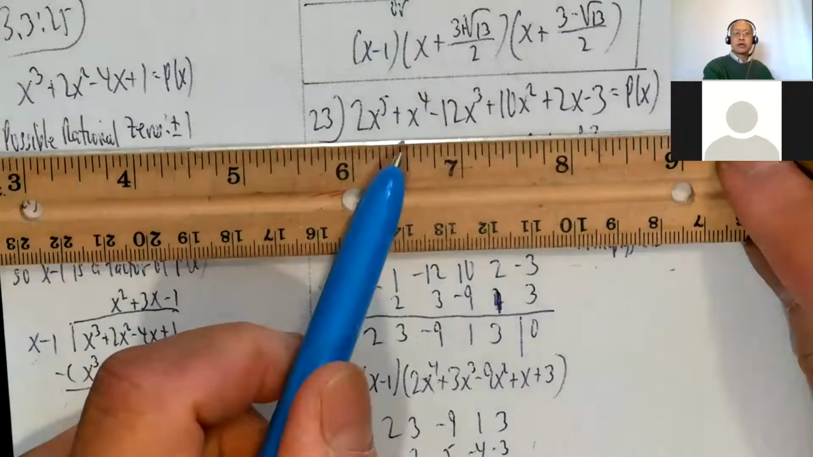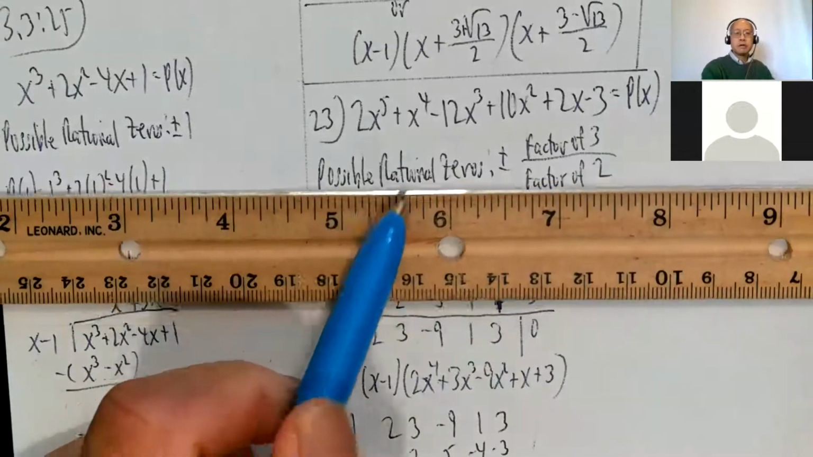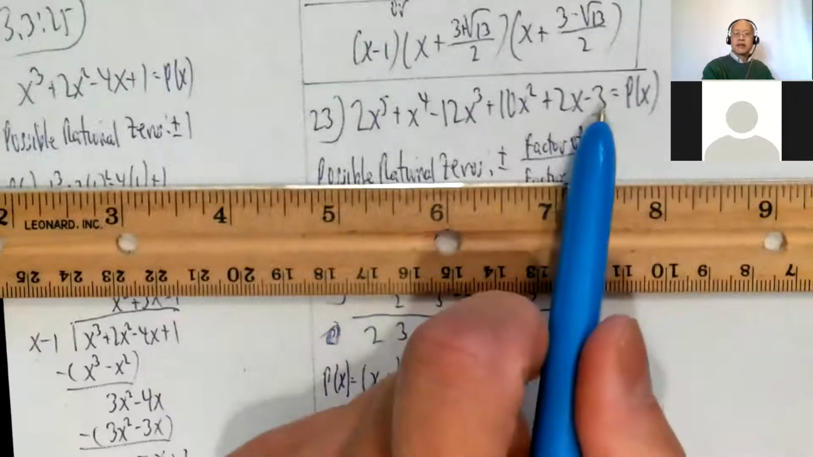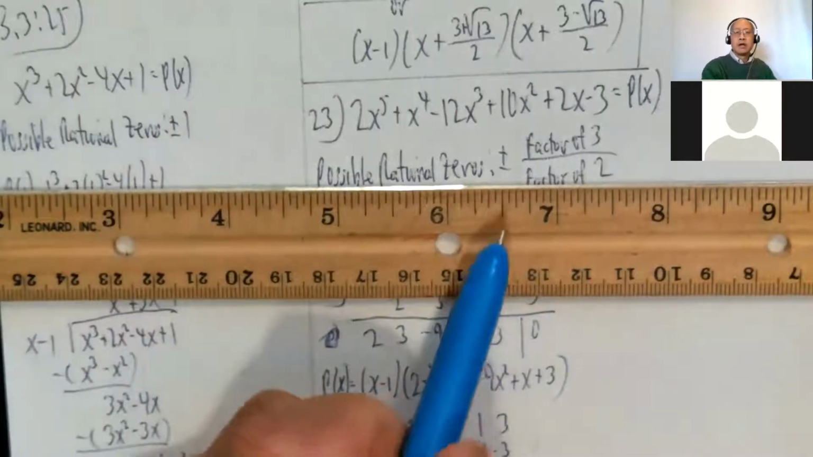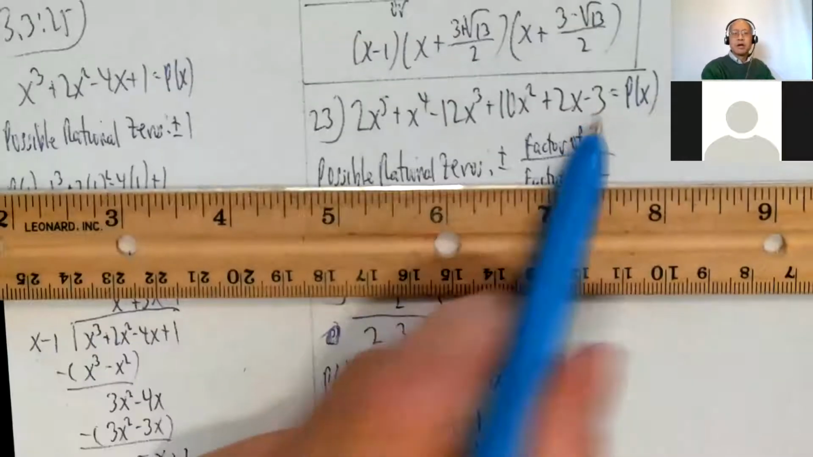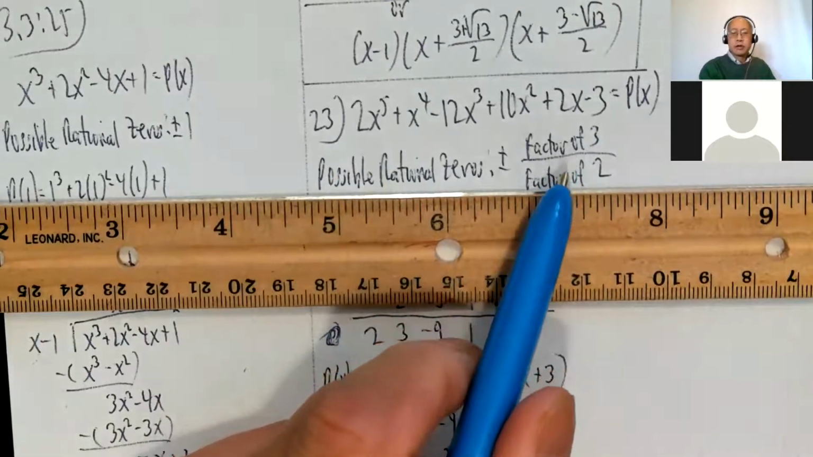All right, let's try the rational root theorem. The possible rational zeros are plus or minus factors of 3 over factors of 2. You can say -3, but usually we just say the positive, because we're doing plus or minus anyway. Fortunately, there aren't that many things to try here.